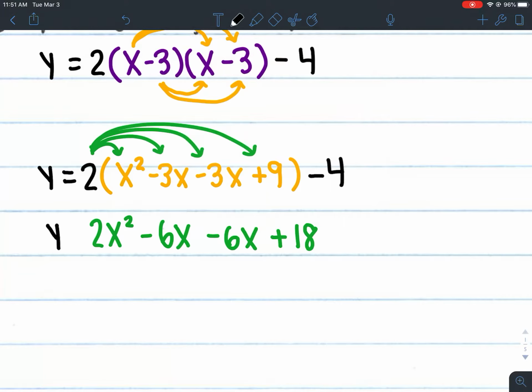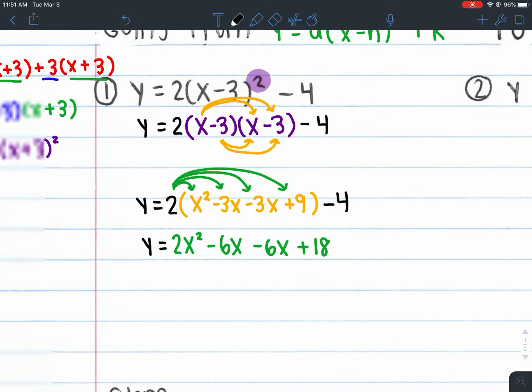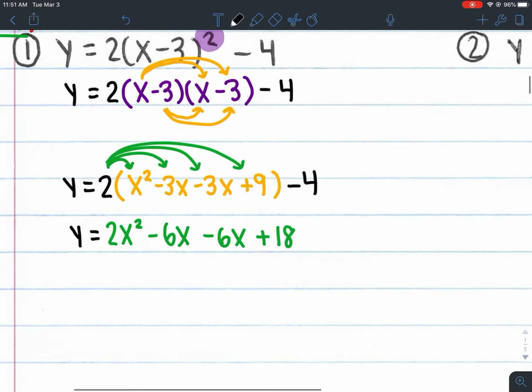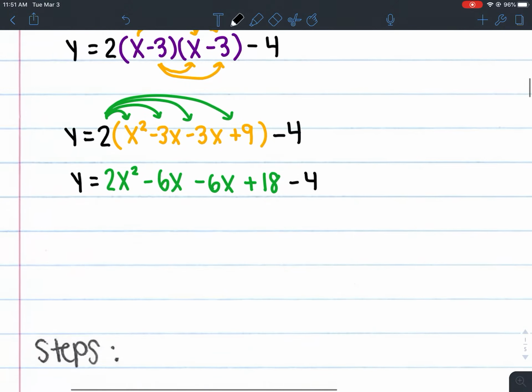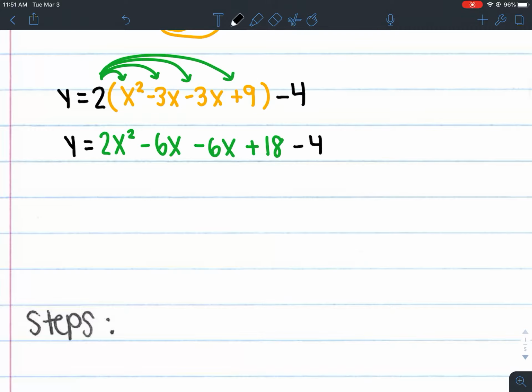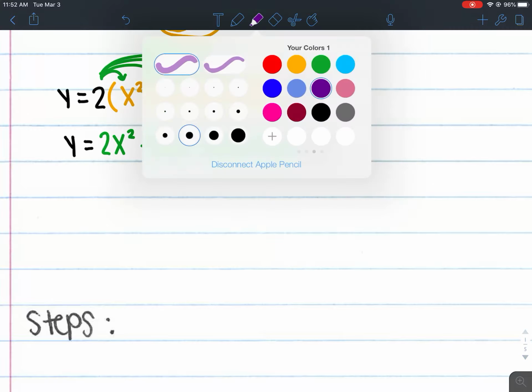So then I have y equals, because I still have the y in the front. You want to make sure you keep the y there because it is an equation, all right? Now, am I finished? No. One thing I forgot is the minus 4. You don't want to forget about that. All right, and the next step is just to combine your like terms. Simplify what you have. You want to combine anything that you can.